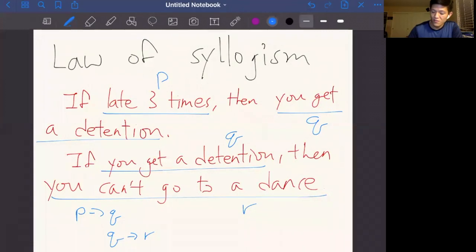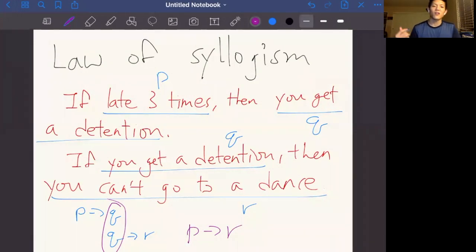Now, what do you see here? Q and Q overlap, right? So in this case, according to law of syllogism, if P to Q is true and Q to R is true, then we can skip the middle step and say P to R is true, right? So in this example, if late 3 times, you get a detention. And if you get a detention, then you can't go to the dance, right?